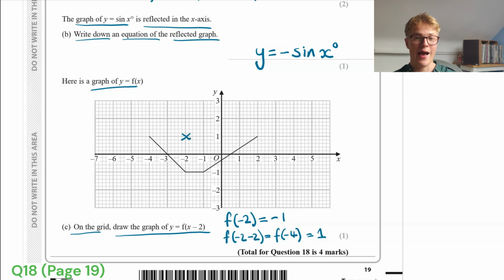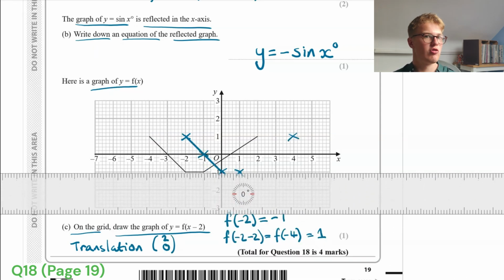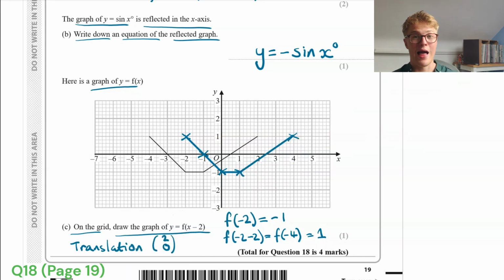And then if we had to swap x with minus 2, we end up with f of minus 4, because we have minus 2, and that gives us 1. So you can see that we've moved 2 to the right to get our new graph, and if you draw that out, you get all the marks.